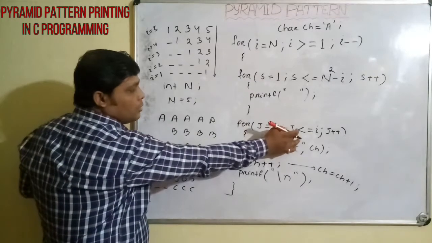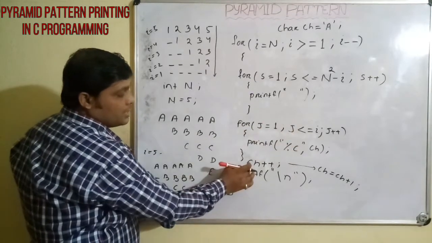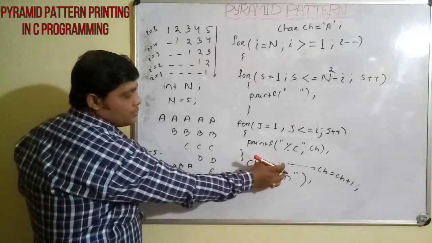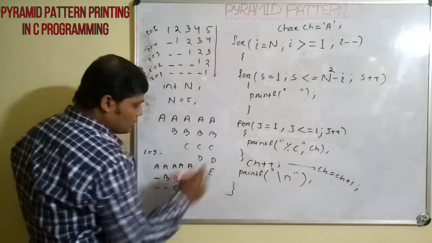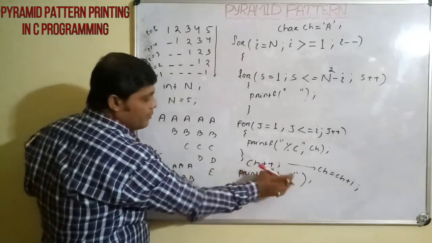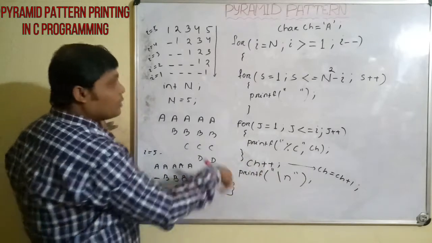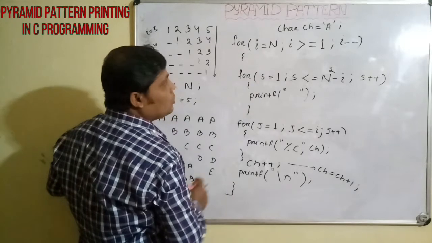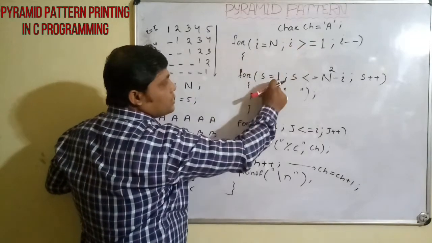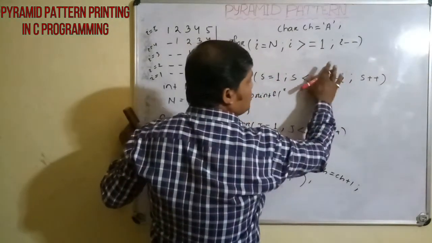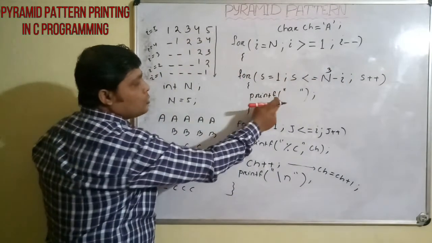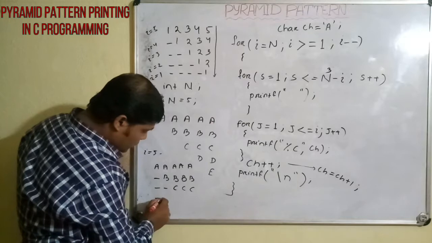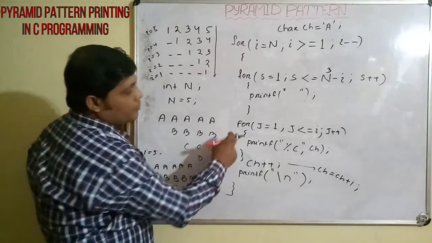When j value will be 4, it will go out of this loop. Then ch plus plus. Ch value is D now. Then print a backslash n and it will go to the next line. Then i value will be 2. 2 greater than or equal to 1, yes. This will be 1. 5 minus 2, this will be 3. So it will work 3 times, 1, 2, 3. So 3 spaces will be there.